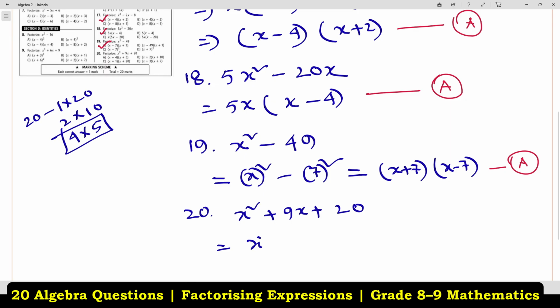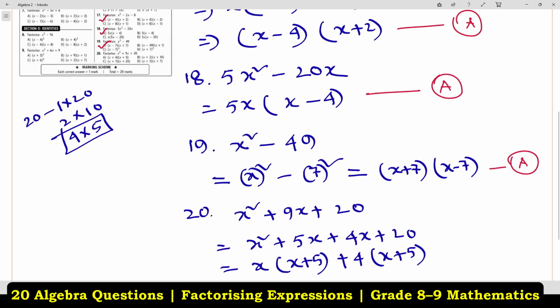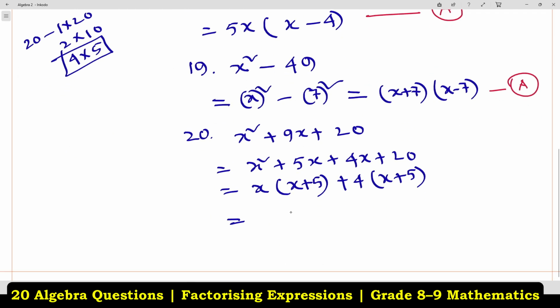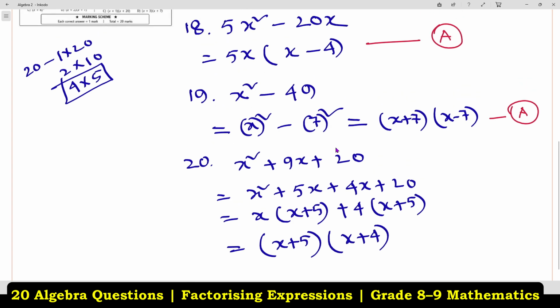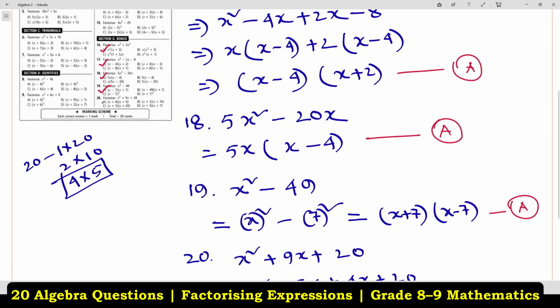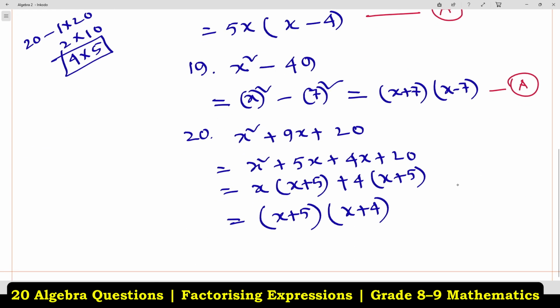So we can write x square plus 5x plus 4x plus 20. So from here we can take common x. So here will be x plus 5. And here is 4, again x plus 5. So finally we get x plus 5 times x plus 4. So which option is same? X plus 4 and x plus 5 is option A. So here is option A.